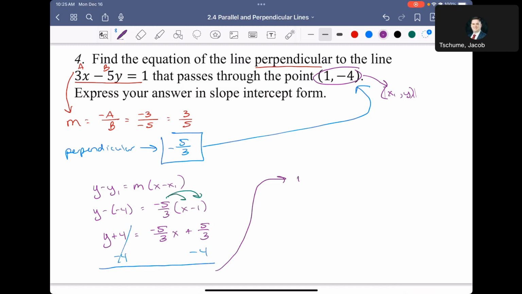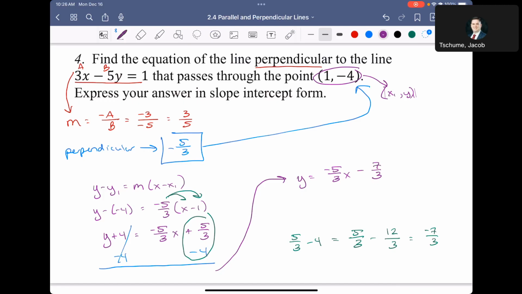Excuse me. This will be y equals -5/3 x. And what I'm going to do in my little scratch work over here is perform this operation. So if I were to take 5/3 minus 4, I would need to get common denominators. So that would be 5/3. And if I were to rewrite the number 4, 4 is the same thing as 12/3. And so 5/3 minus 12/3 would make this a -7/3. And so that's the number that I would put into my problem.